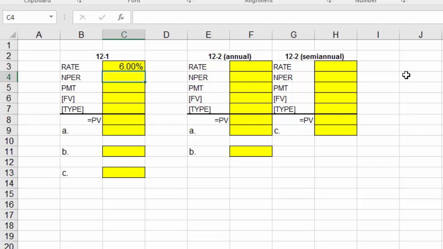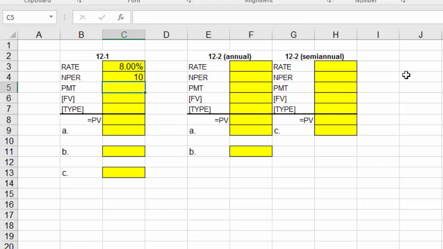The bond will mature in 10 years, so that's going to be our NPER. And the yield to maturity for similar bonds in the market is 8%. So what should we use to discount this bond if we're trying to value it? We should probably use the 8% rather than the 6%.